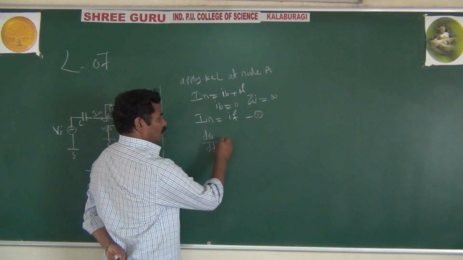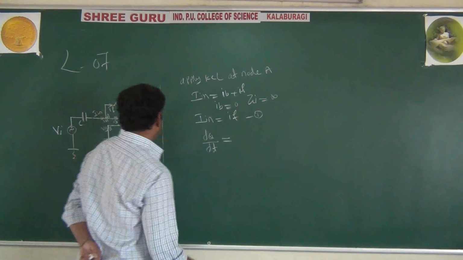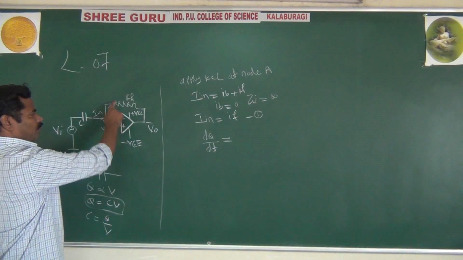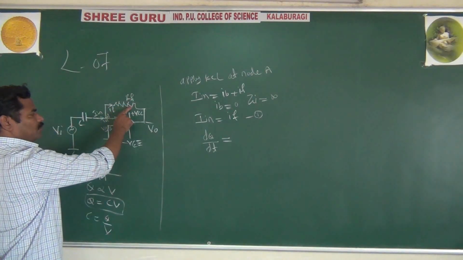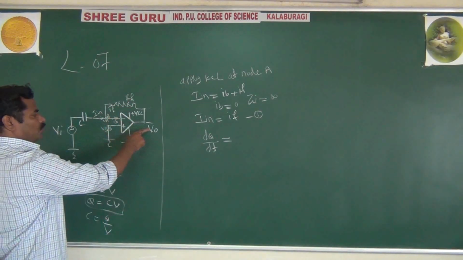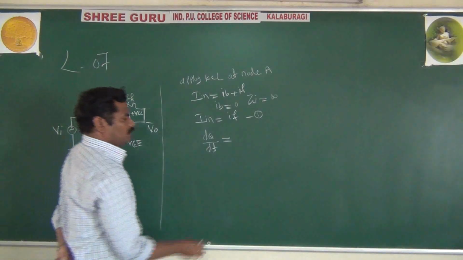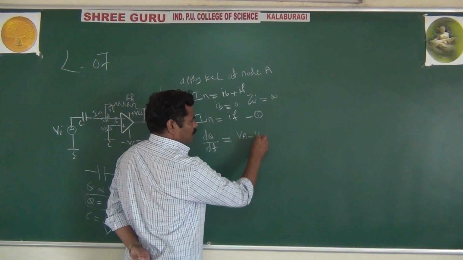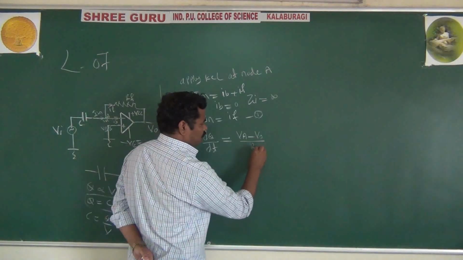dq by dt, and it is similar, VA minus V0 divided by RF. On the output side, you want the current flowing through the feedback resistor, VA minus V0 divided by RF. That is very simple. You can write VA minus V0 by RF.